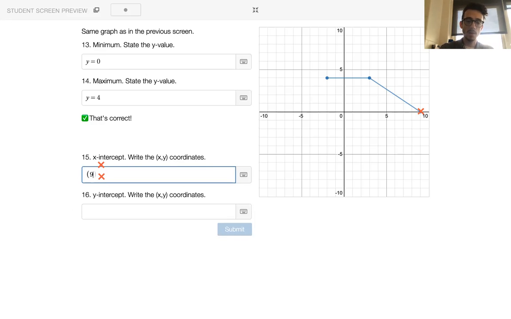What's cool is that the graphs, for the most part, are interactive. So you should definitely be clicking and drawing on them the same way I did. Our y-intercept occurs on the y-axis, way up here at this point, which is 0, 4. Submit it, move on with your life.